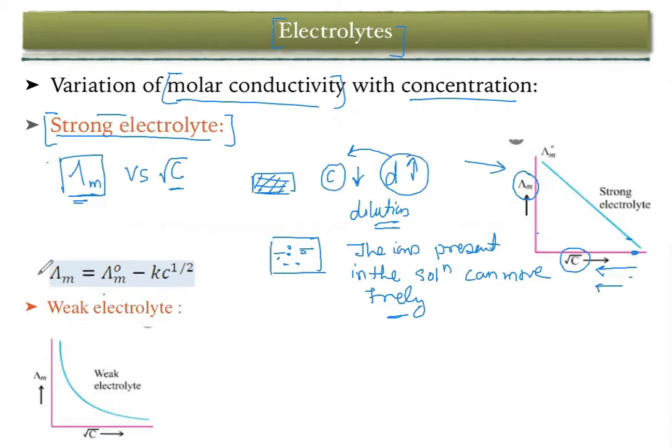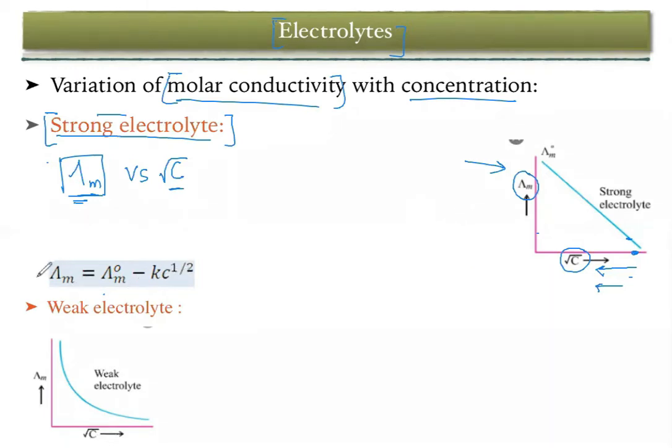And the equation is given by lambda m is equal to lambda m naught minus k into c to the power 1 by 2, or root over c. So let us take this equation and understand. Lambda m is equal to lambda m naught. This is molar conductivity at infinite dilution, minus k, which is some constant, times root over c.